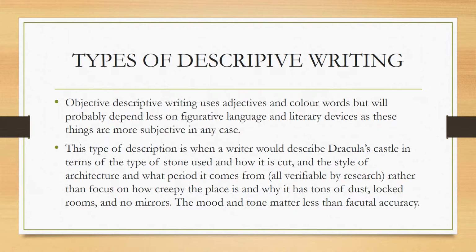Objective descriptive writing uses adjectives and color words, but will probably depend less on figurative language and literary devices, as these things are more subjective in any case. This type of description is when a writer would describe Dracula's castle in terms of the type of stone used and how it's cut, and the architectural style, what period it comes from, all of these things which are verifiable by research, rather than focus on how creepy the place is and why it has tons of dust, locked rooms, and no mirrors. The mood and tone matter less than factual accuracy in an objective description.